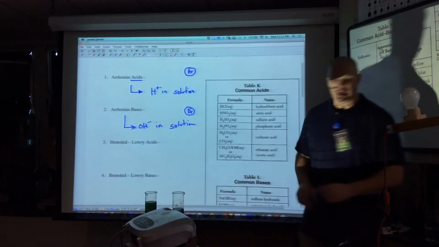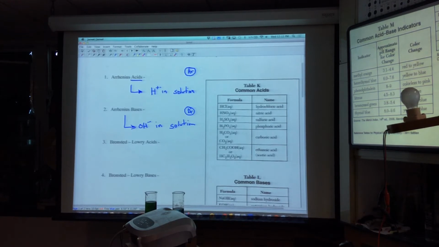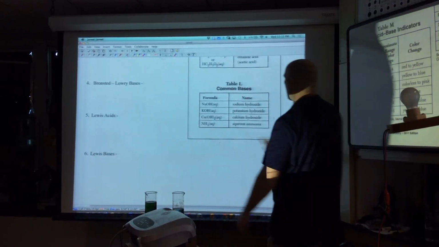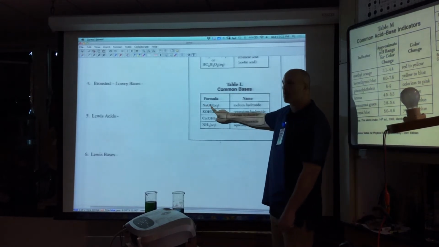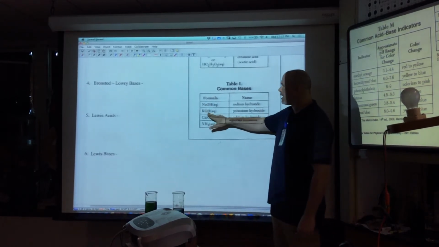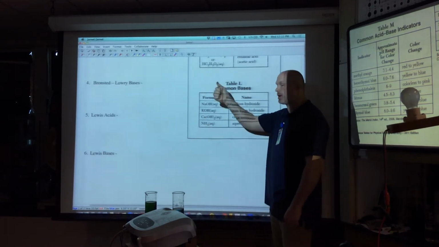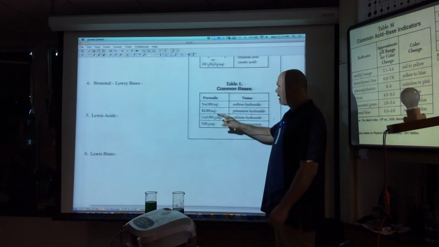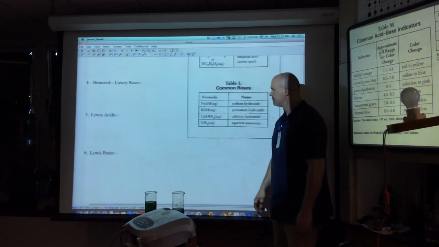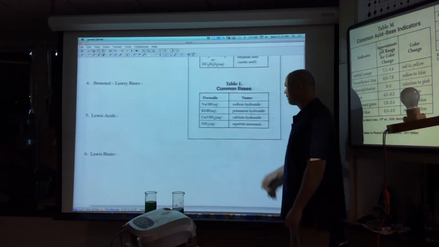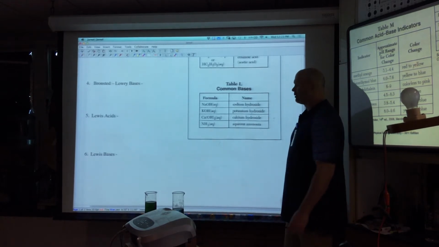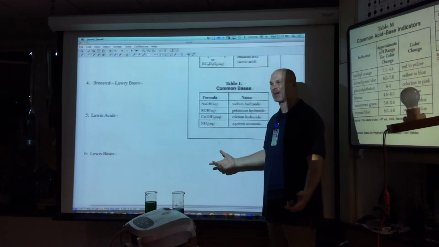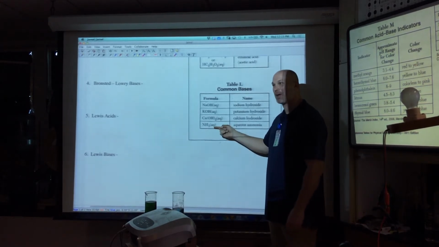So if you look at table L, sometimes affectionately known as table OOL, you'll see that I have, whoa, this chemical's got an OH to come off. Arrhenius base. Hey, KOH has got an OH to come off. Arrhenius base. Calcium hydroxide's got an OH to come off. Arrhenius base. Ammonia doesn't have an OH minus that comes off. It is not an Arrhenius base.